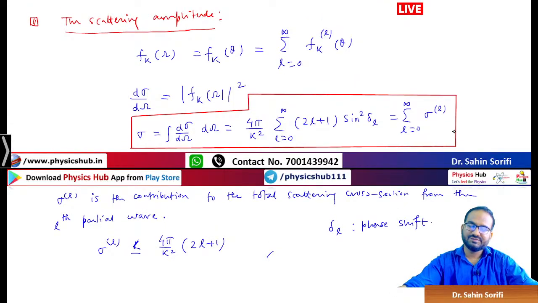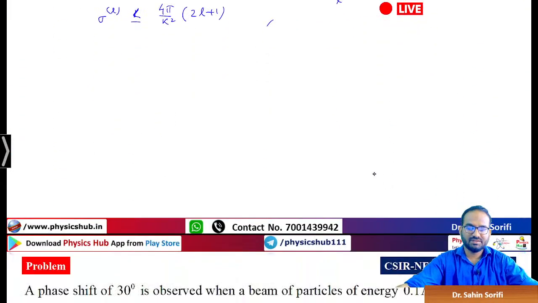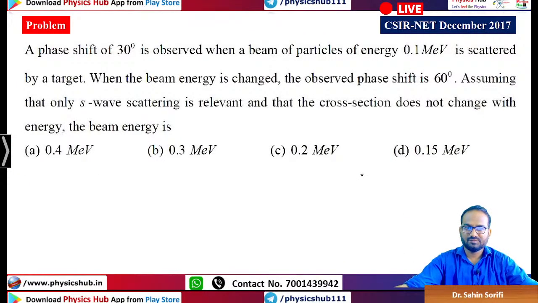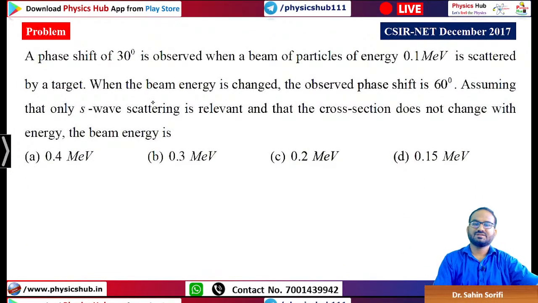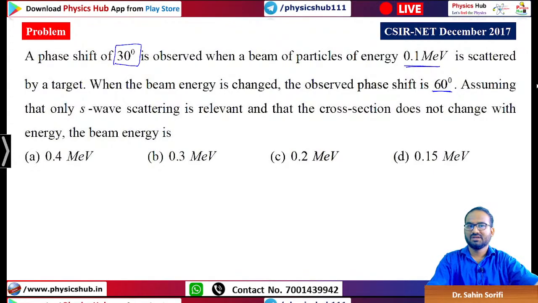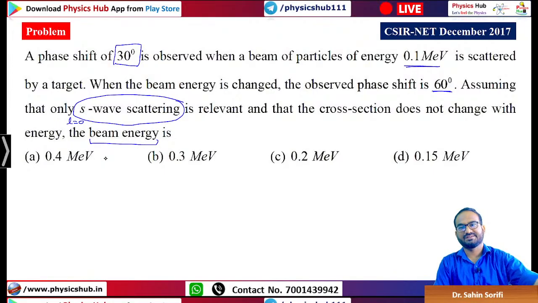So mainly questions come from this formula: sigma equals 4 pi by k square, sum over L equals 0 to infinity, (2L+1) sin square delta L. Now what kind of problem do we get to see? Let us talk about it. Like this problem came in December 2017. A phase shift of 30 degree, delta L value is given, when a beam of particles of energy 0.1 MeV is scattered by a target. When the beam energy is changed, the observed phase shift is 60 degree. Assuming that only S wave scattering is relevant, S wave means L equals 0. The cross section does not change with energy. What is the beam energy? Can you calculate this?